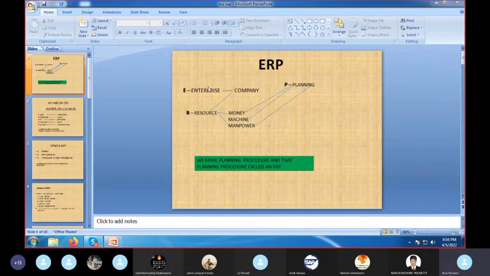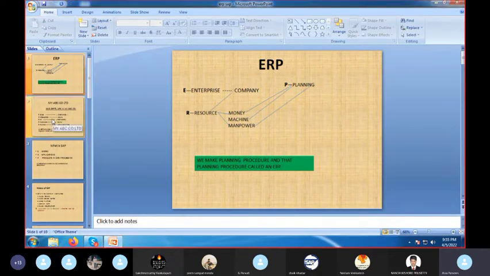So ERP means enterprise resource planning. Whatever resources are available in the company, organization, or business, we have to make a proper plan for that. Then only we will get a profit, with less cost and less expenditure. So we make a planning procedure, and that planning procedure is called ERP.